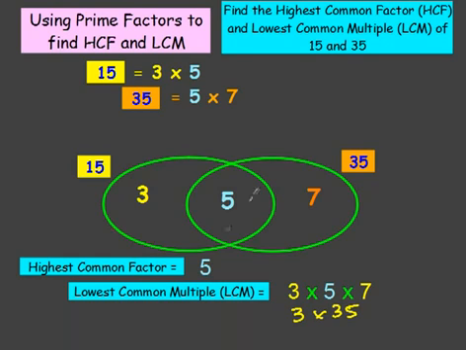and we can also write that as, we know that these two numbers multiplied together are 15, so it's 15, the same as 15 times 7. Now all three of those answers give us 105. 105 is the lowest common multiple of 15 and 35, and the highest common factor is 5.